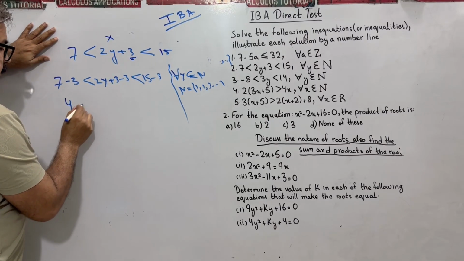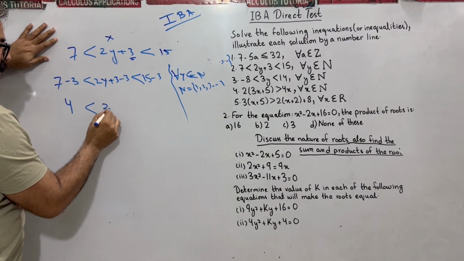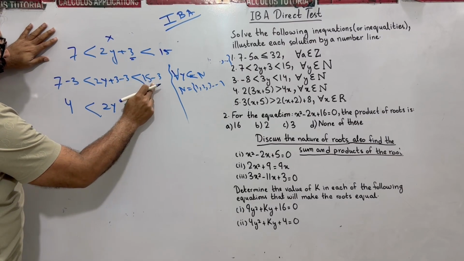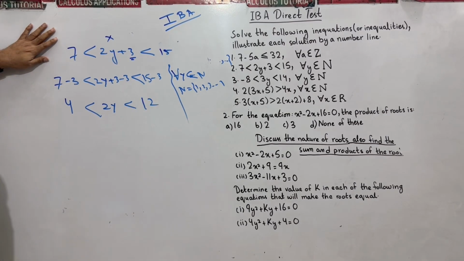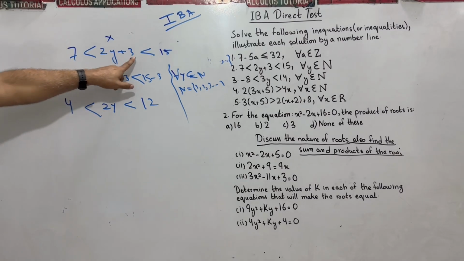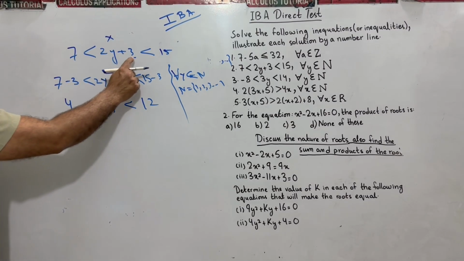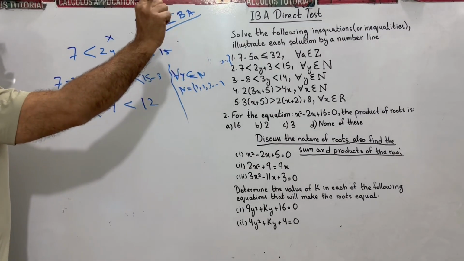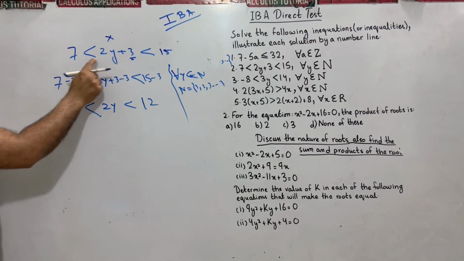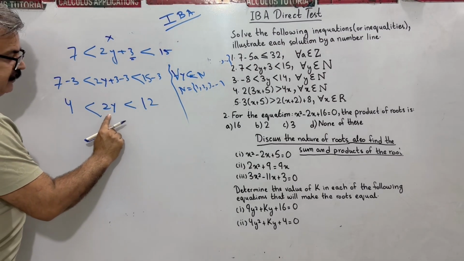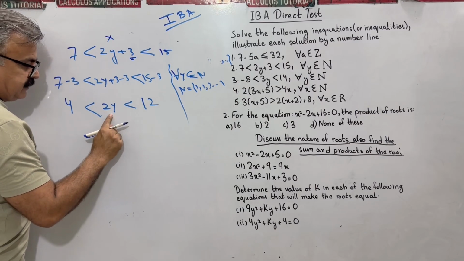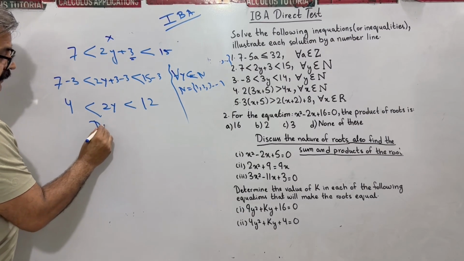It will become 4. 3 cancelled out. 2y less than 15 minus 3, 12. To get rid of this plus 3, just subtract 3 from all sides. Now we have to get rid of this 2. Divide by 2.